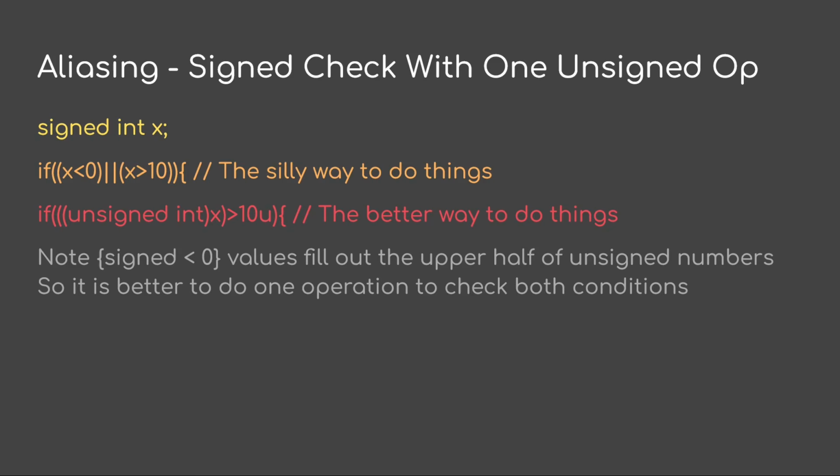Now, aliasing is very common on x86-64. It's something you should be doing a lot in your code. For instance, if you're working with signed numbers and you want to check whether they're less than 0 or greater than a certain value, you should be doing that with one unsigned operation. This is because the signed values fill out the upper half of unsigned numbers. So it's better just to do one operation to check both conditions. This is one of many examples.